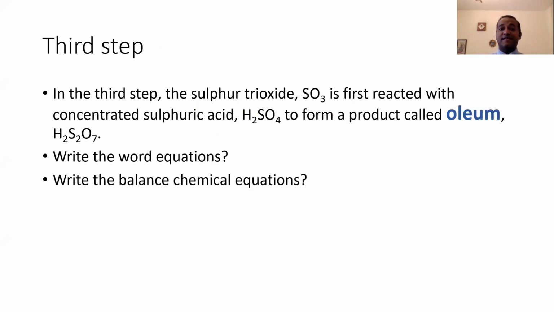Third step. In the third step, the sulfur trioxide is first reacted with the concentrated sulfuric acid to form a product called oleum. So, can you see there is SO3? There is also H2SO4, sulfuric acid, and there's a new thing. It's called oleum. And it's given for you the formula H2S2O7. Can you write the word equation? Can you write a balanced chemical equation with your paper? I'm going to wait for you for 1 minute so that you can follow up with our lesson today.